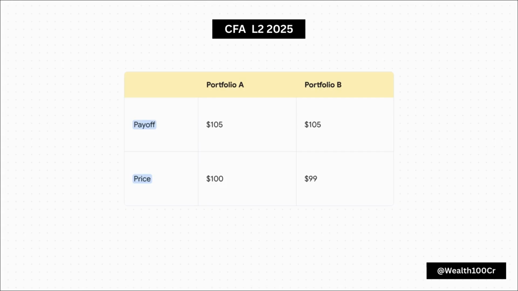But look at their prices today. Portfolio B is $1 cheaper. The arbitrager's move is a no-brainer. You sell the expensive one, Portfolio A, for $100, and you immediately use $99 of that cash to buy the cheap one, Portfolio B. And boom! You've just pocketed a risk-free dollar right now with zero money down. The market simply cannot let that exist for long.